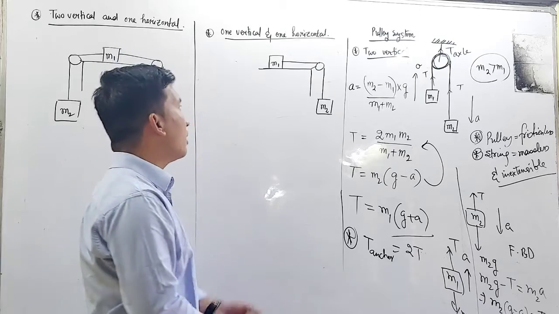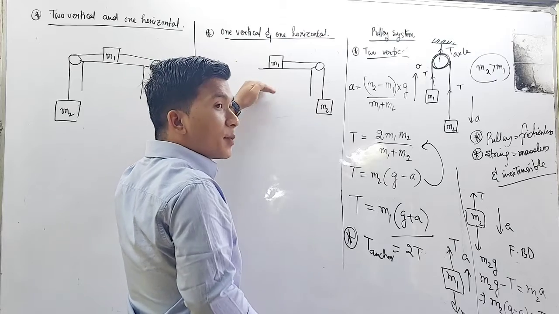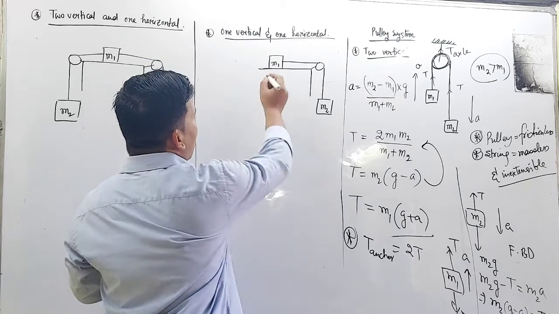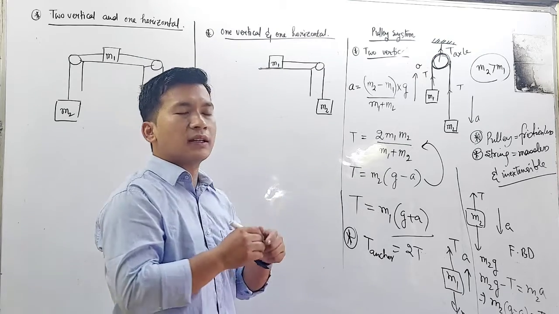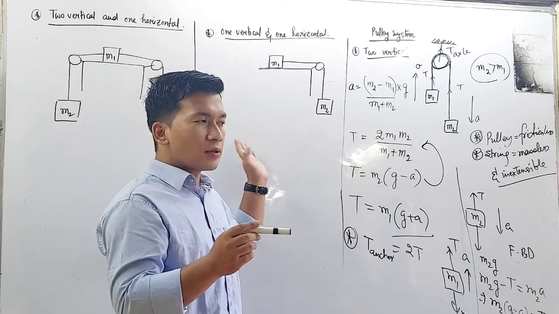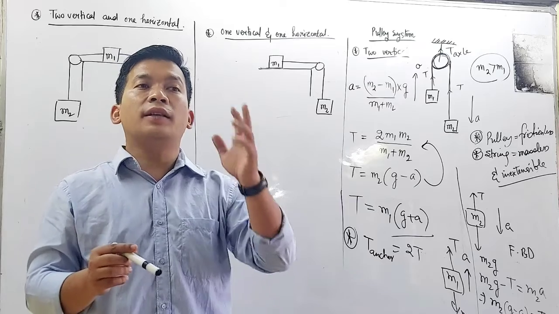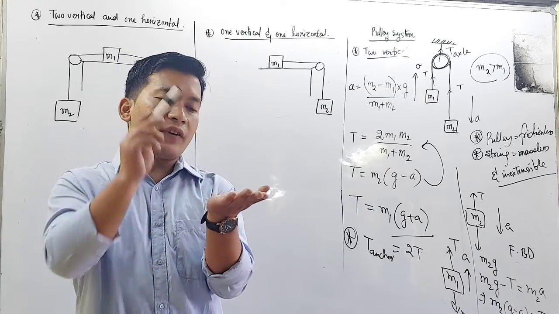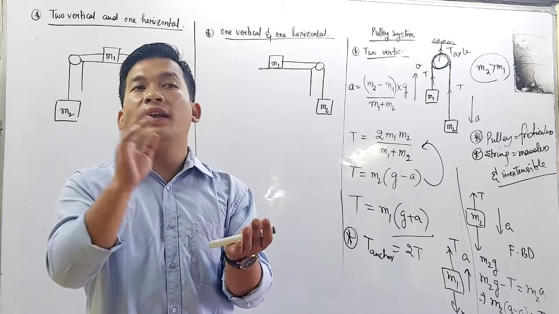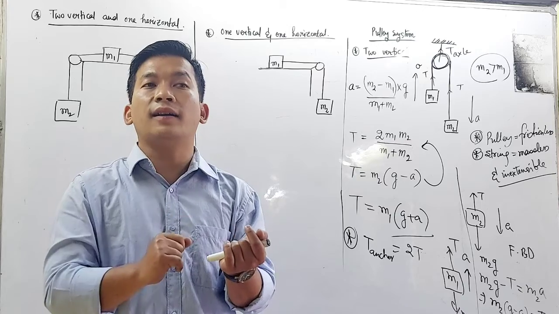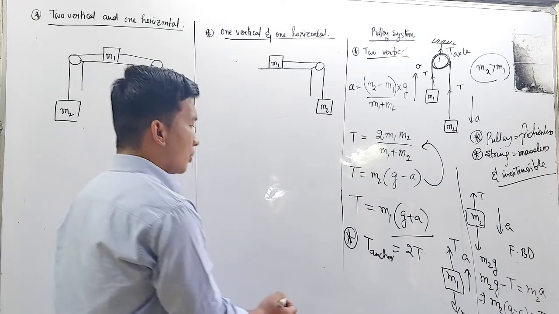Understand that here M1 is kept on a smooth horizontal surface. If any 2 objects are in contact, remember this very important point: day before yesterday we completed contact forces. If any 2 objects are in contact with one another, we must have an action and a reaction.